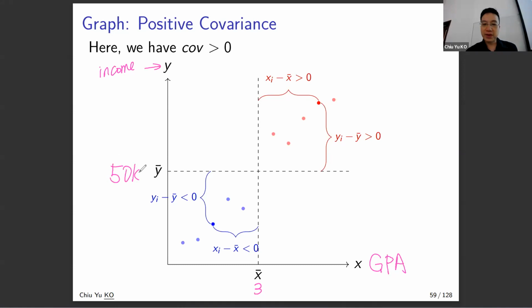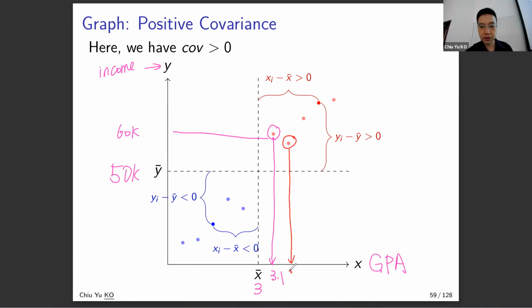So what does this data point mean? This data point means that guy's GPA is 3.1, and this guy is making 60K. So that's the data. With an individual, we talk about he's making 60K with GPA 3.1. And what about the other data point? This data point is probably this guy, with 3.2.